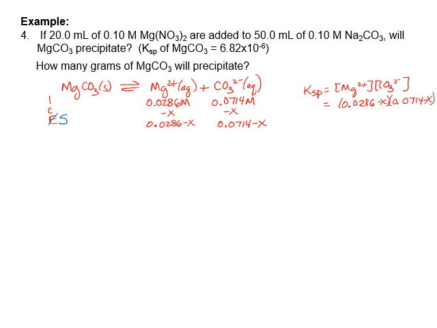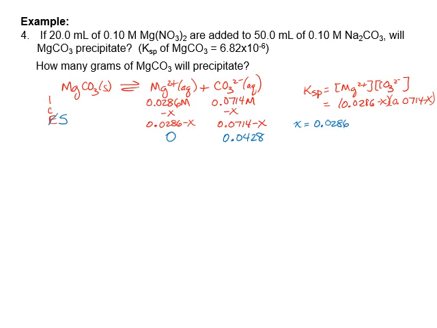We see that magnesium ions are the limiting reactant, so we'll let our X be equal to 0.0286 to let the magnesium ions go down to 0. The carbonate ions will be 0.0714 molar minus 0.0286, which gives a value of 0.0428. Again, that's if we let X equal 0.0286.